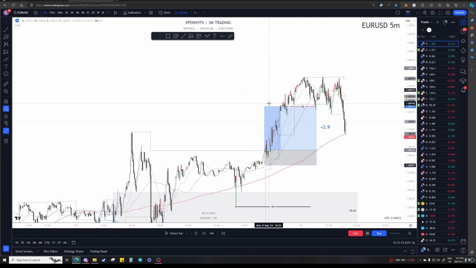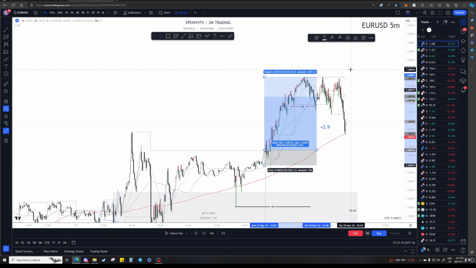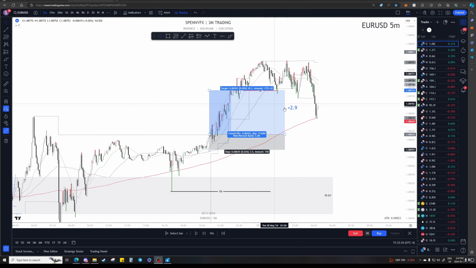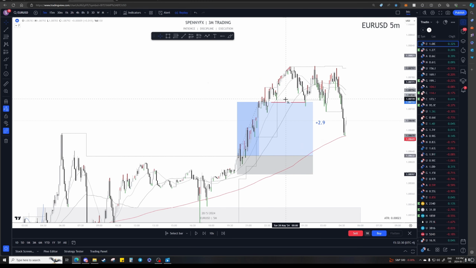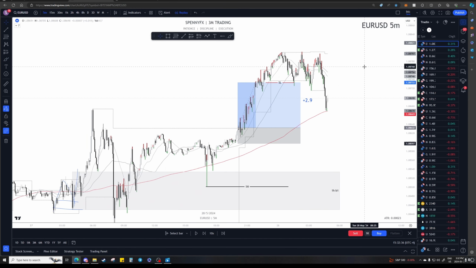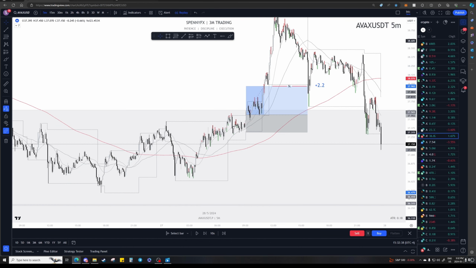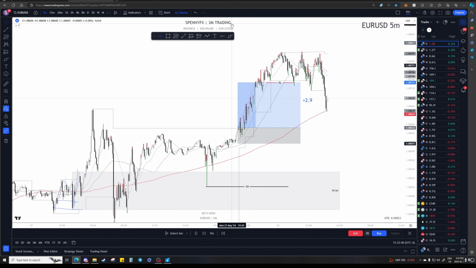Anyways, it ended up running a total of 4.8 RR, and we get stopped out for a total of 2.9 RR because I trailed my stop loss under this low once we broke up here. And yeah, so for both these trades combined, we had a total of plus 5.3 RR. And yeah, that's about it.